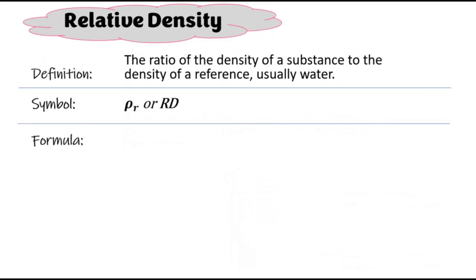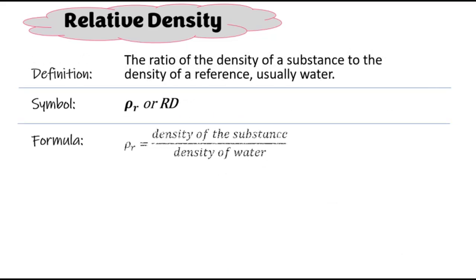Now let's look at the formula for relative density. Now relative density is calculated by dividing the density of the substance by the density of water, or whatever reference is used. In symbols, it would look like that. Now, it's not the word reference that is in the denominator, it's actually a subscript. So all of these are written as subscripts. Substance and reference are written as subscripts.